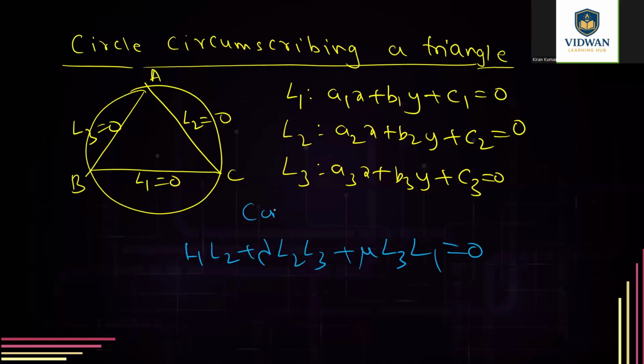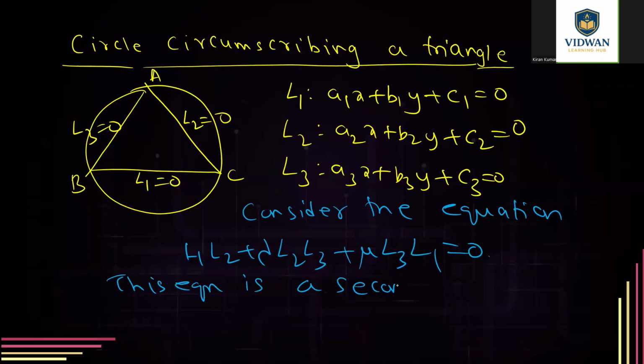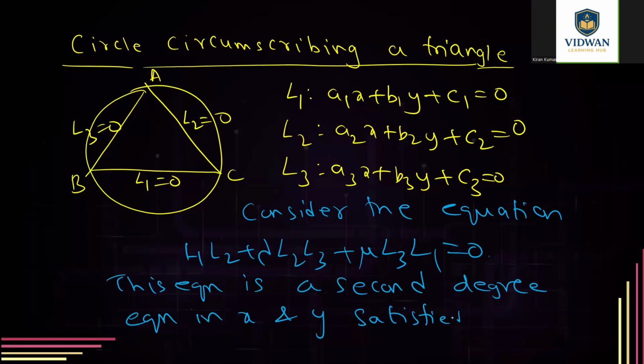So consider the equation given by this. So this equation is a second degree equation in x and y satisfied by the points ABC. But every second degree equation cannot be a circle. So definitely for some value of lambda and mu, it has to become a circle.